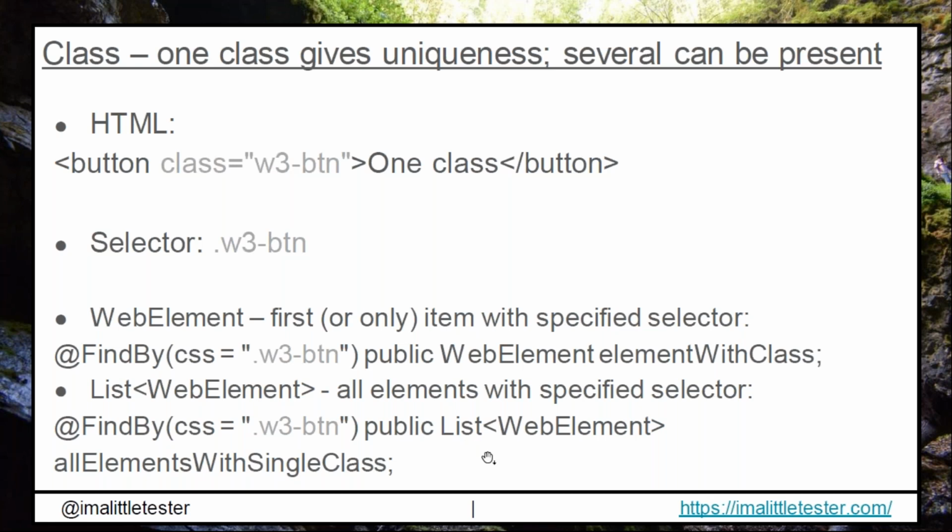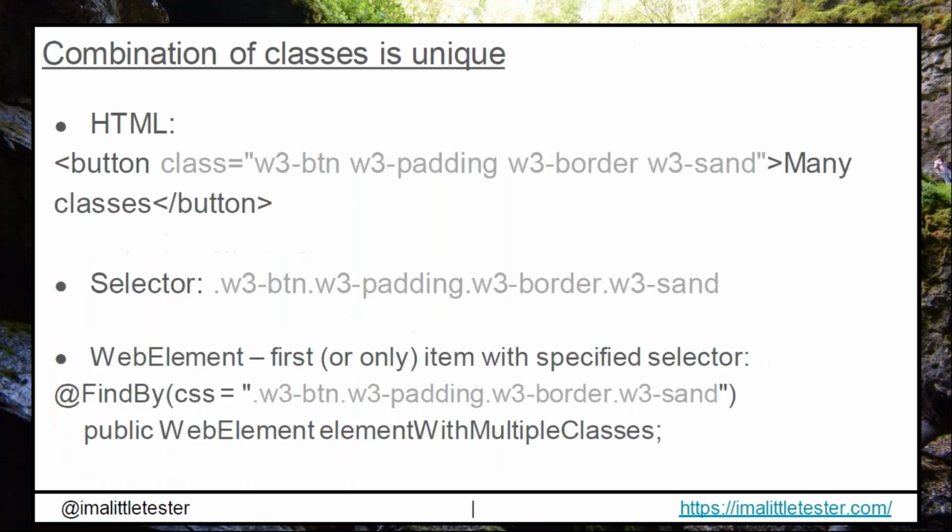But in our experience, we know that we won't necessarily have these attributes to help us, so we could try something else. First of all, let's see if we have several classes on an element that can help us identify that particular element. So in this example, my button has several classes. And let's say that this is the only element on the page that has all of these classes.